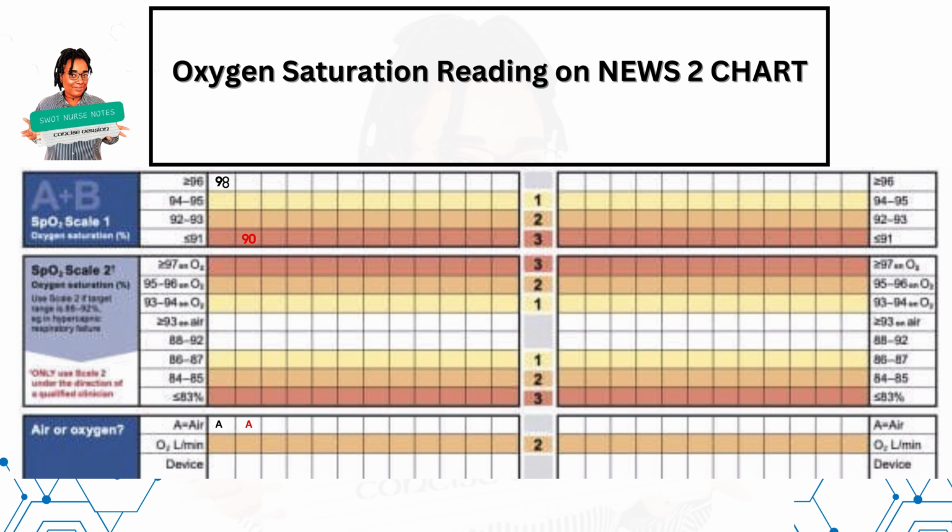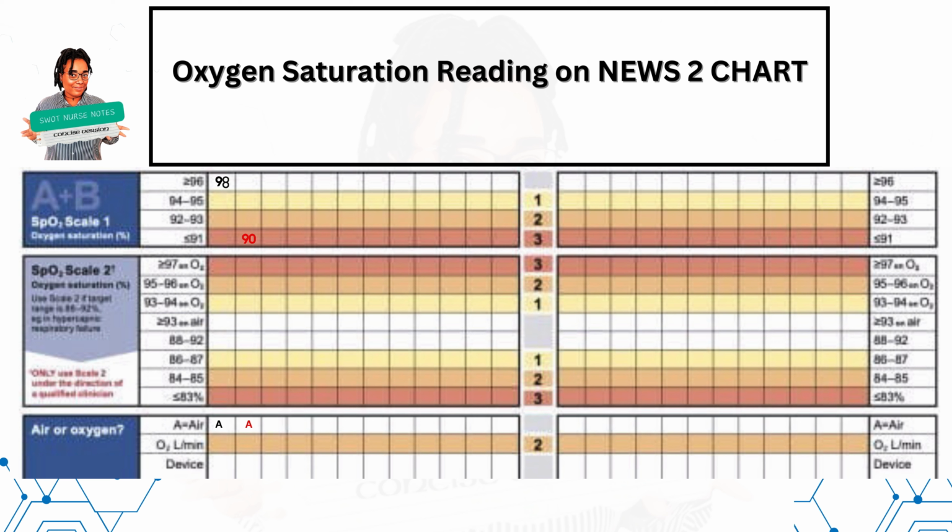You can either write on the chart using numbers, or you can place a dot in the required section to signify where the reading would fall. Note that at the end of the row where the 98 was written, it obtained a score of 0. The SpO2 reading of 98% was obtained from a person breathing on room air. You also have to state this on the chart.